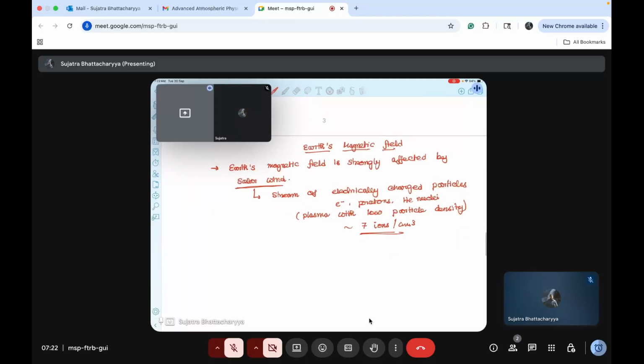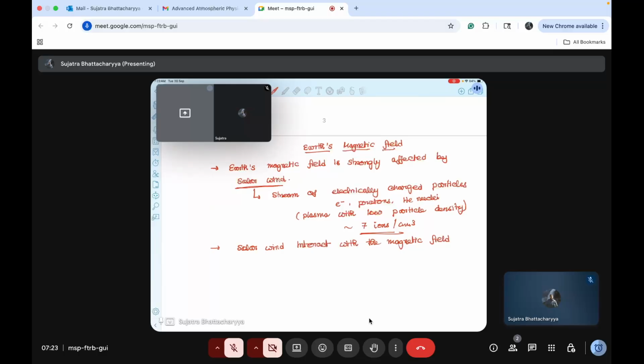Okay. Now this solar wind is constantly coming towards the Earth or other planets, but we are now considering the Earth's magnetic field. So we are talking about the solar winds coming towards the Earth. Now this solar wind, what will it do? It will interact with the magnetic field of the Earth.